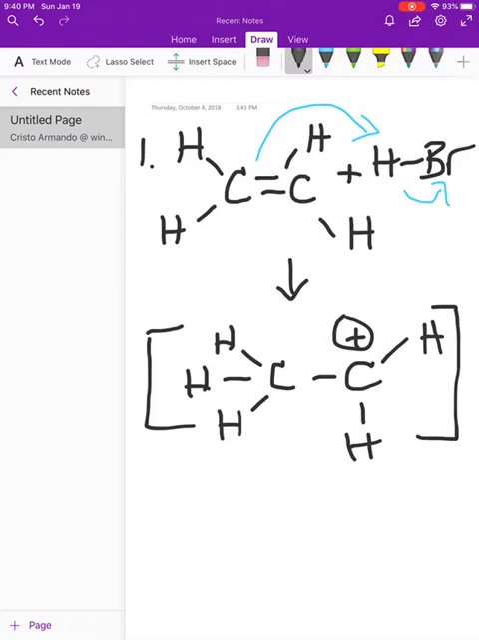So you have this intermediate, but remember we do have that Br, which now has a minus and 4 lone pairs, and it's going to add on right here. So the final product is going to look something like this.